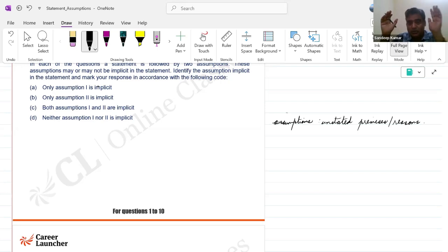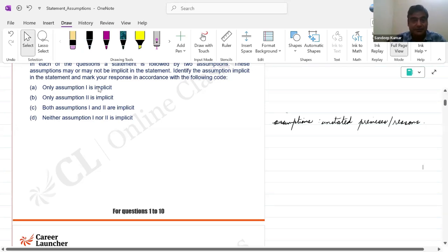Agreed? So few things we need to understand. And assumption when we are talking about, it is always one step behind. Okay, मैं क्या सोचकर कोई काम करता हूं. Okay, now let's have a look at a few questions.